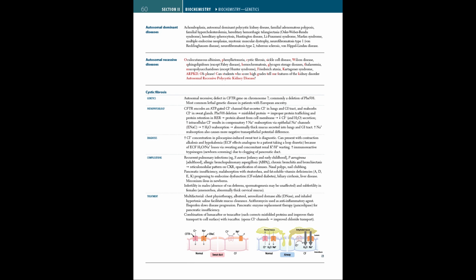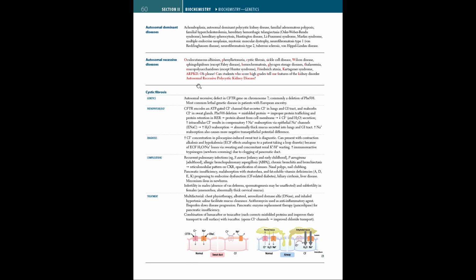Here we have the list of different diseases that are autosomal dominant, all of which are important to remember, but keep in mind Marfan syndrome, Li-Fraumeni syndrome, Huntington disease, autosomal dominant polycystic kidney disease, as well as Osler-Weber-Rendu syndrome. Then we have the list of autosomal recessive diseases, which are oculocutaneous albinism, phenylketonuria, cystic fibrosis, sickle cell disease, Wilson's disease, sphingolipidosis, hemochromatosis, glycogen storage disease, thalassemia, mucopolysaccharidosis except for Hunter syndrome, Friedreich ataxia, and Kartagener syndrome. A really nice way to remember this is ARPKD. Oh, please, can students who score high grades tell me features of the kidney disorder, autosomal recessive polycystic kidney disease?